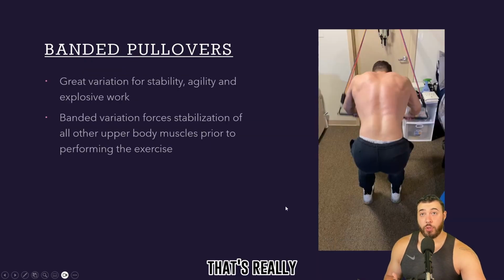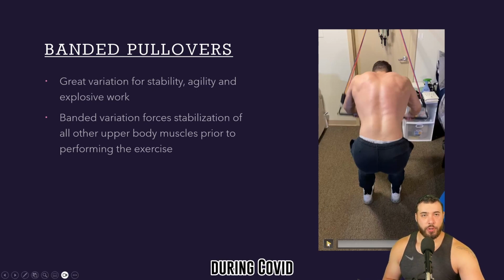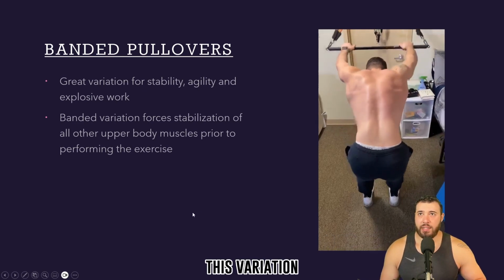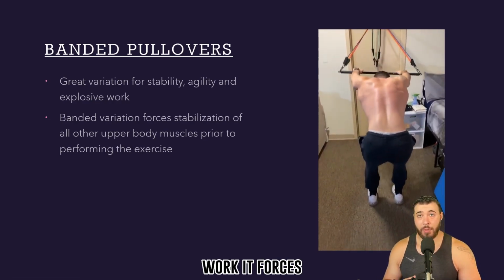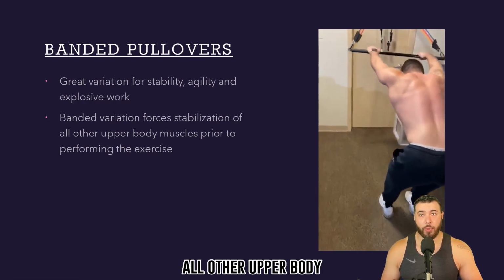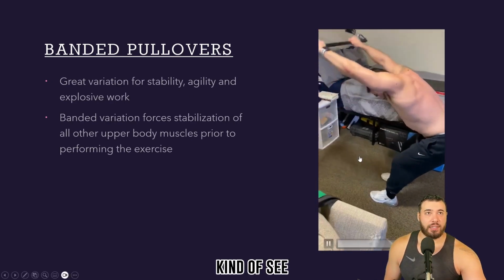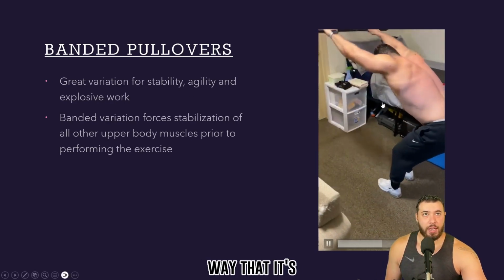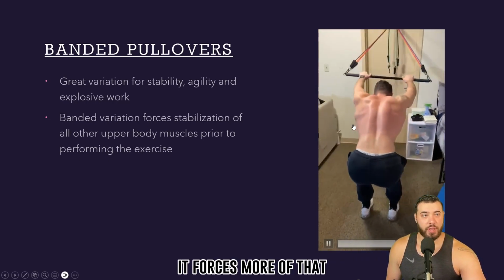Now, another one that's really good for serratus anterior would be the banded pullover variation. So during COVID, we got our bands, and the whole lockdown, bands became liquid gold for exercising. So you can kind of see that this variation is good for stability, agility, and explosive work. It forces stability of all other upper body muscles and even leg muscles prior to even performing the exercise. You can kind of see doing those pullovers that way, that it's easier at the top and heavier at the bottom. It forces more of that stability work.